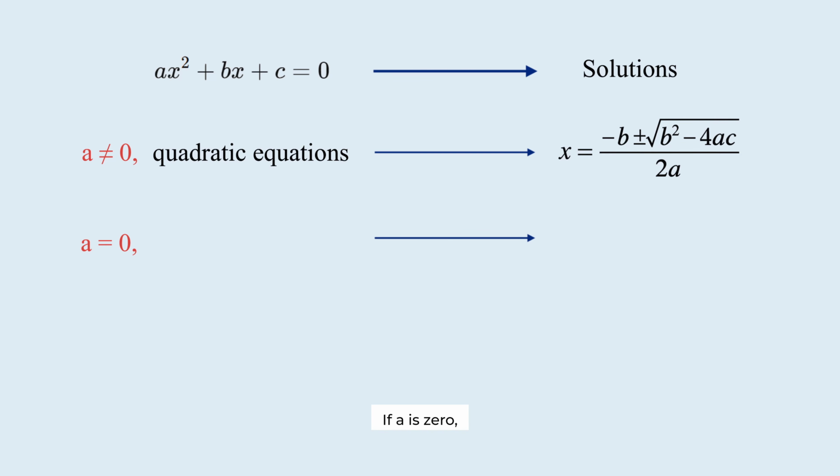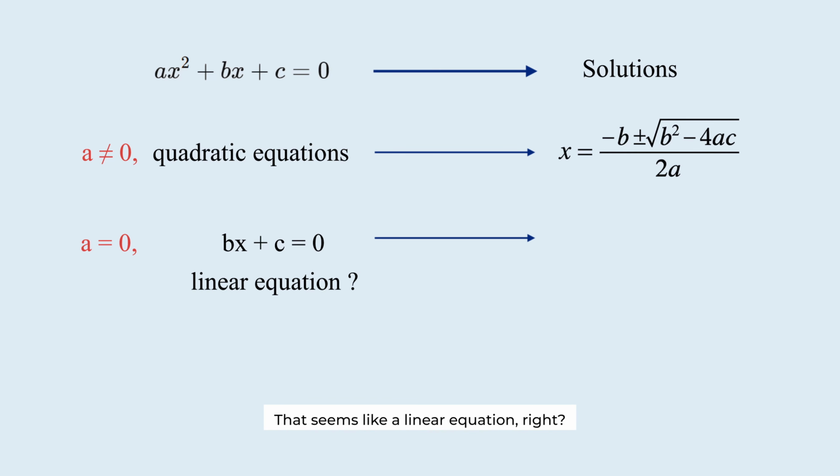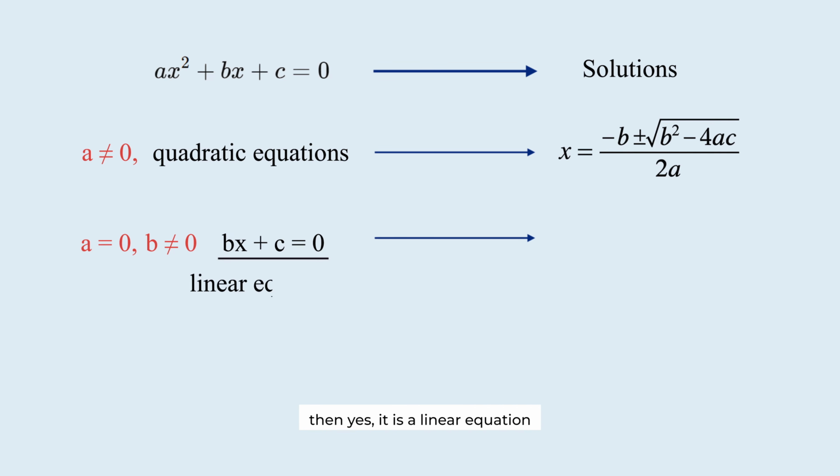If a is 0, then the equation becomes bx plus c equals 0. That seems like a linear equation, right? Well, it depends on b. If b is not 0, then yes, it is a linear equation, and the solution is simply x equals minus c over b. Here, c can be any value.